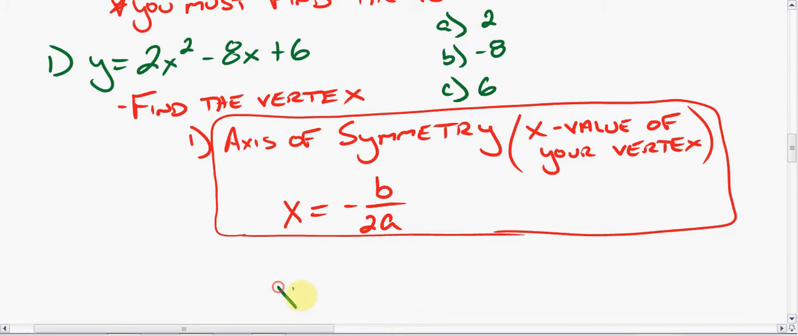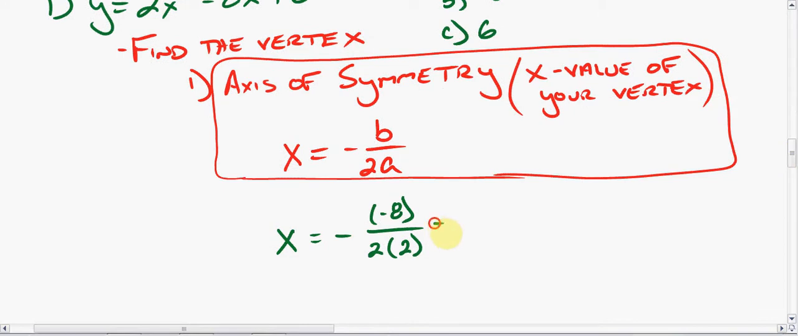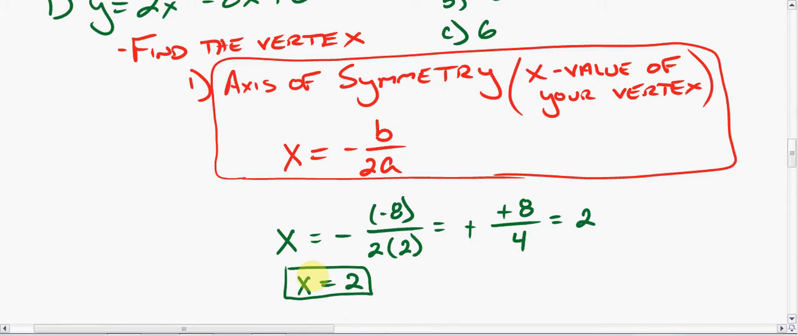Alright, so I'm going to take this equation, x equals the opposite of b, which my b value is negative 8, over 2 times the value of a, and our value of a is 2. Now we want to simplify. So I have the opposite of negative 8 over 2 times 2 is 4. I have 2 negatives. 2 negatives make a positive. 8 divided by 4 is 2. So the axis of symmetry, or the x value of your vertex, is x equals 2.